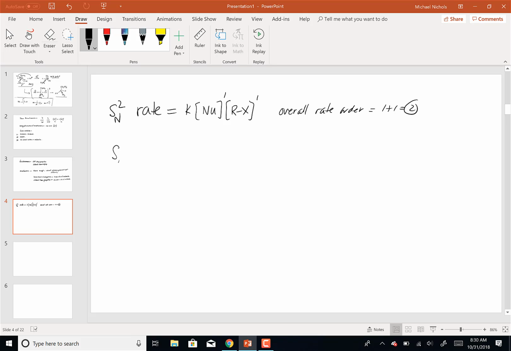Whereas what is it for SN1? K times concentration of... about the nucleophile. No. Concentration of the alkyl halide. The nucleophile does not show up in the rate determining step, or does not show up in the rate equation. Why? Because it's not part of the rate determining step.